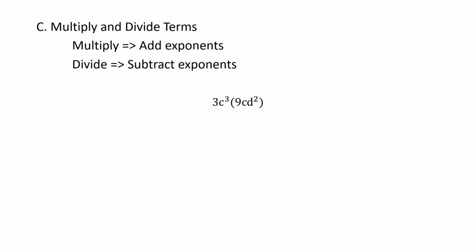So 3 plus 1 is 4. And then there's no other d's, so that d² stays. So what I have in my total answer is 27c⁴d². If I was dividing, then I would just subtract. That'd be 3 minus 1 instead of 3 plus 1. So multiply, add exponents; divide, subtract exponents.